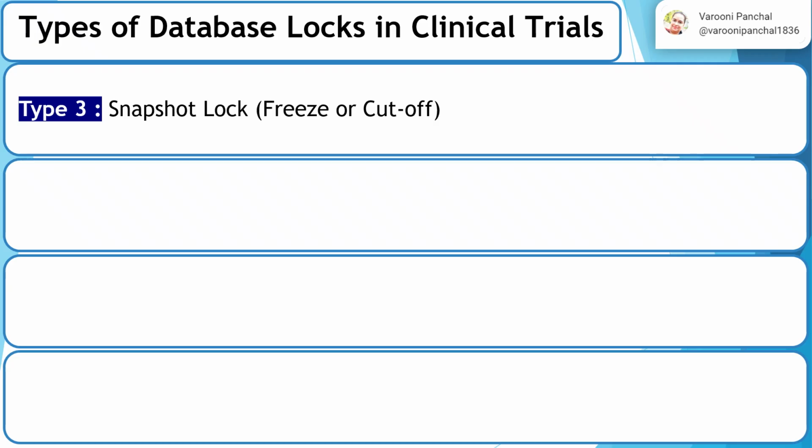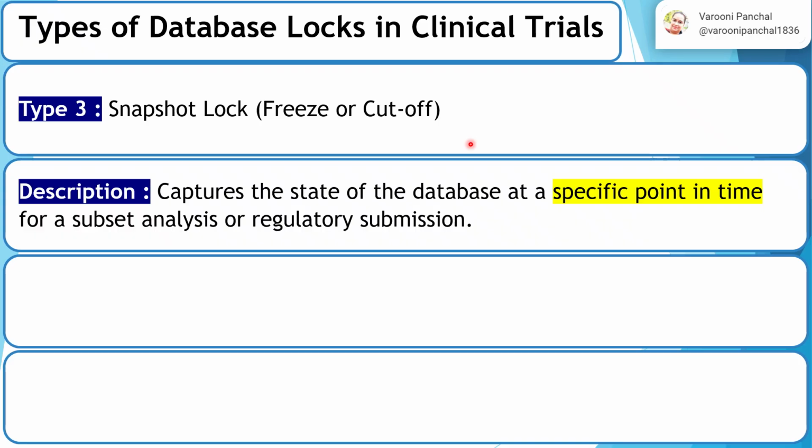Now another type 3 is the snapshot lock, which is the freeze or the cutoff. Now what do you mean by cutoff? Cutoff is nothing but a specific point in time where the database is selected for doing the subset of analysis or regulatory submission. So say for example, I have a specific database. Now I want to select only those records, like say up to March or April, to a specific time point, or I need the database for the first 6 months, right? So it captures the state of the database at a specific point in time for a subset analysis or regulatory submission.